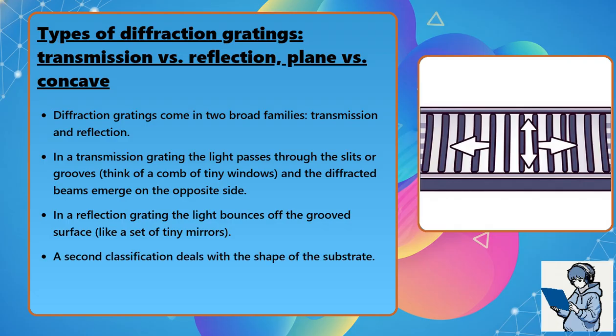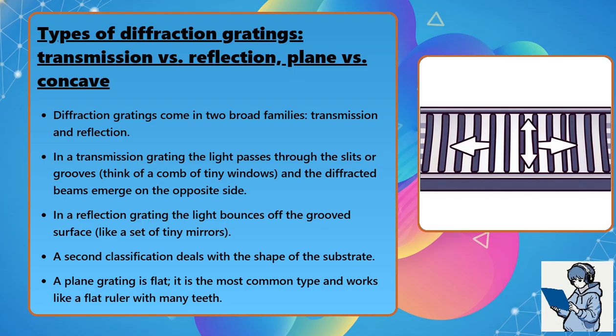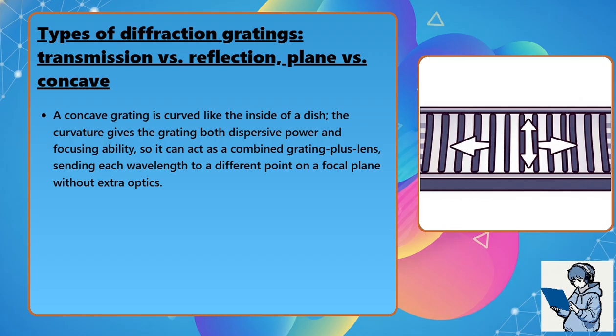A second classification deals with the shape of the substrate. A plane grating is flat. It is the most common type and works like a flat ruler with many teeth. A concave grating is curved like the inside of a dish. The curvature gives the grating both dispersive power and focusing ability, so it can act as a combined grating plus lens, sending each wavelength to a different point on a focal plane without extra optics.